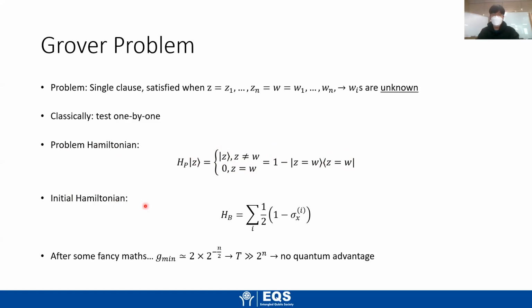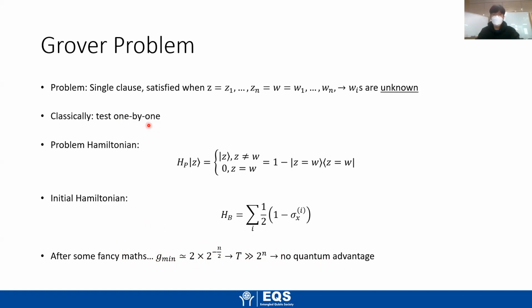And we have the initial Hamiltonian as follows. And this is the same one that we were using in the previous slide. And in the paper, they give some nice algebra, and it's actually quite long, but at the end, we can see that G min is about this value, which means that T is much larger than 2 to the n power. So basically, there is no quantum advantage.